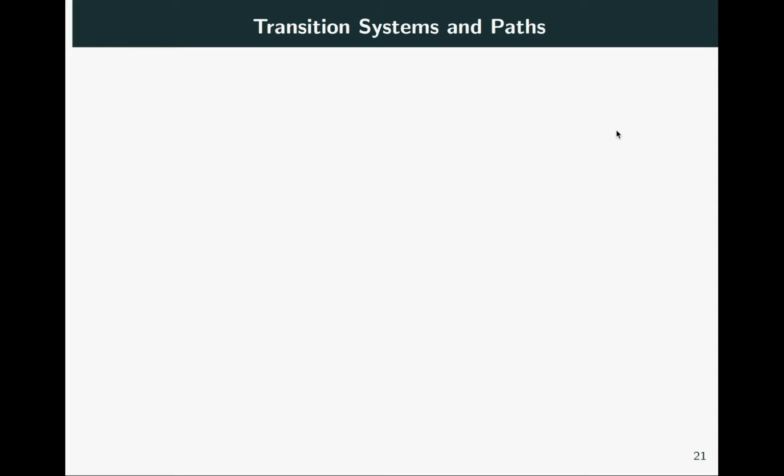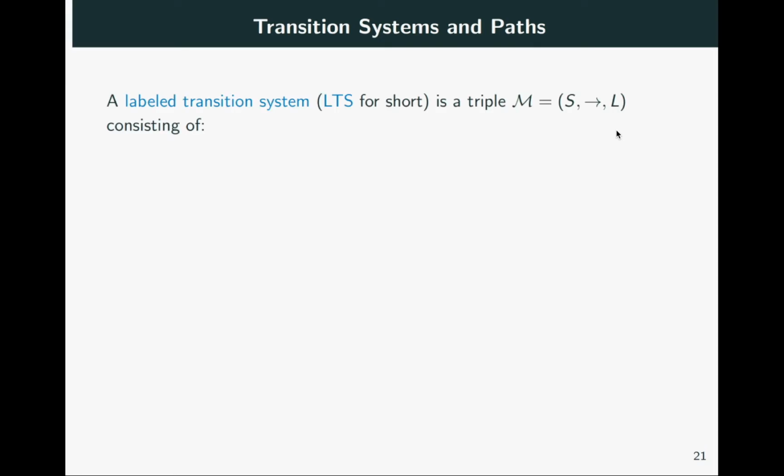So far, we talked about what it means for an infinite sequence of states to satisfy a formula. However, such sequences of states typically do not occur in isolation, but they form possible execution paths in a system, and the system can have multiple such execution paths. So next, we're going to discuss this more comprehensive system-based view. To this end, we define the notion of a labeled transition system, LTS for short.